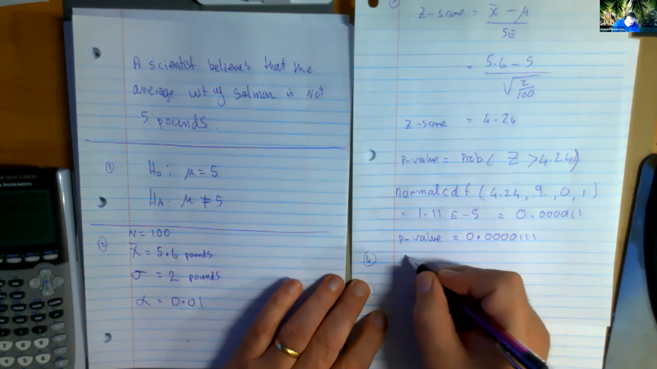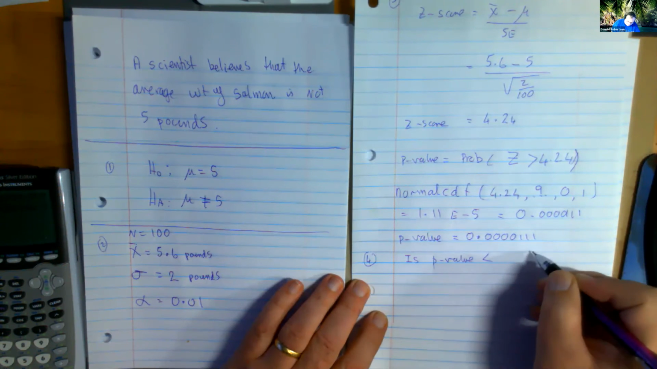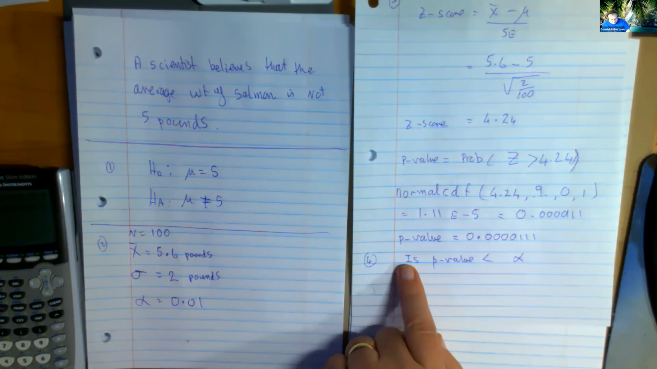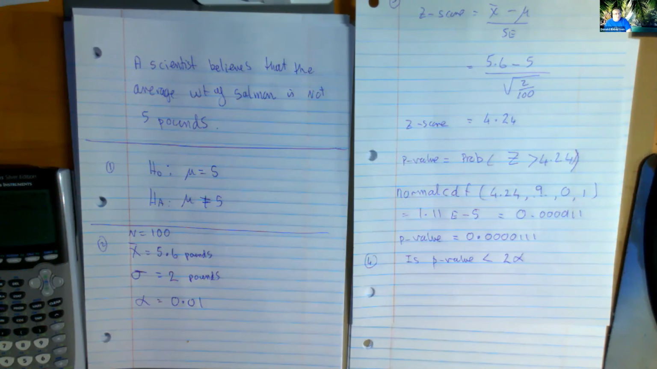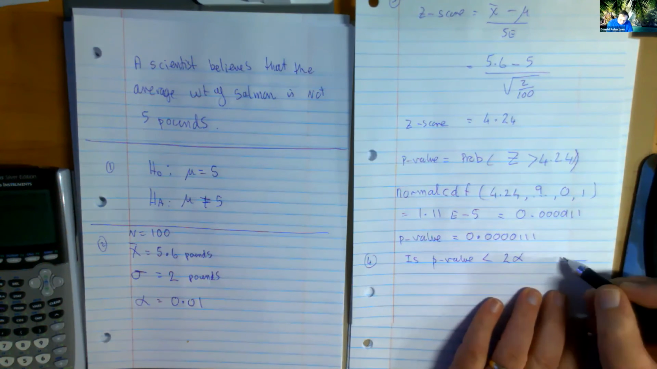Time to do a test. Is our p-value less than alpha? Agreed. Unfortunately, when it's a two-tailed test, there's a little tweak you have to make. It's part of the game, you just have to know it. When it's a two-tailed test, it's a p-value less than twice whatever alpha is. Why do you think they double it and only double it in this case? If you imagine a little picture of what a two-tailed test looks like, it might give you a clue.